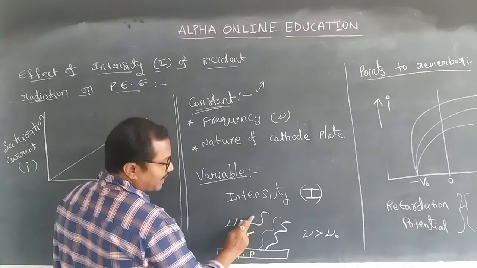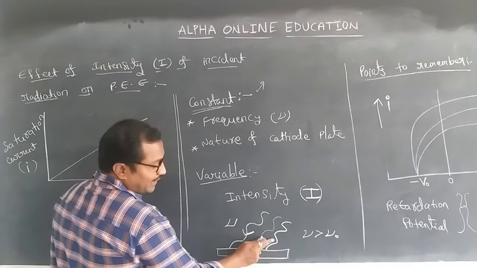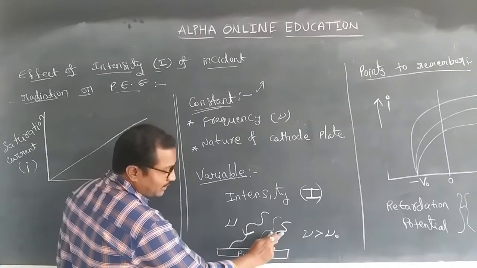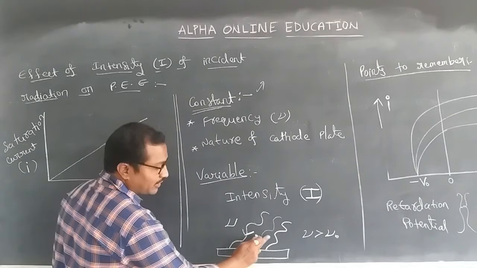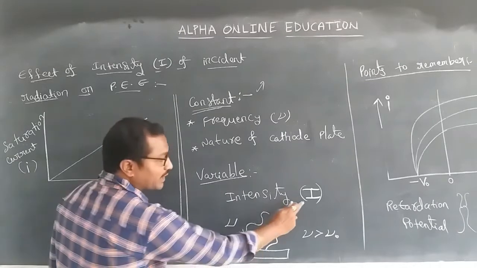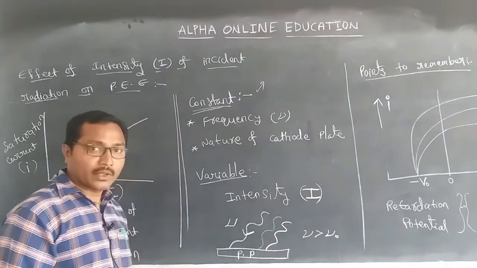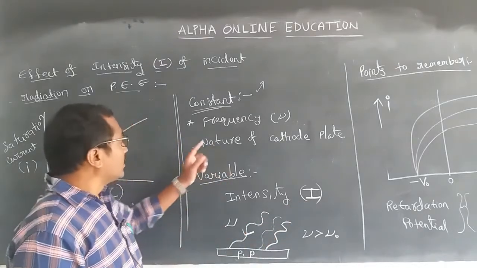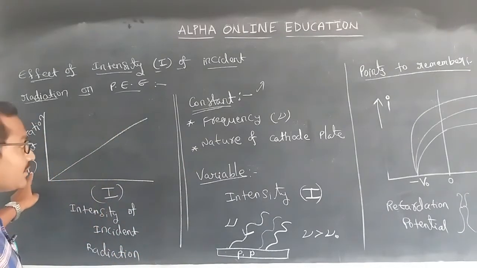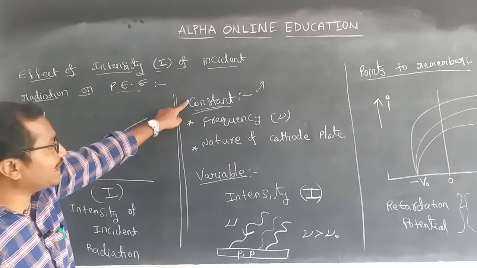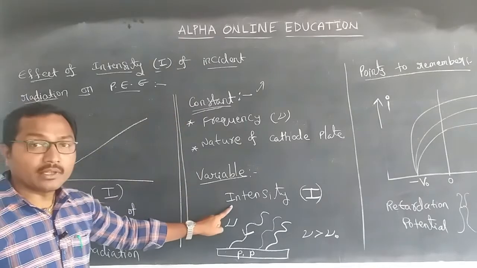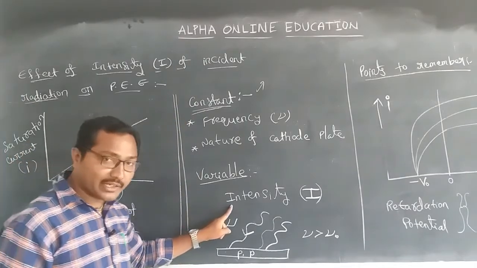See here, we are getting the same type of frequency. We can show the intensity by drawing lines, some thick and some thin, or darkened and lighter ones. In this way we can understand the intensity of incident radiation. Okay, once again, to get the perfect relation between the intensity of incident radiation and the saturation current, we have to maintain the frequency and the nature of the cathode plate constant, and the variable is the intensity of incident light.